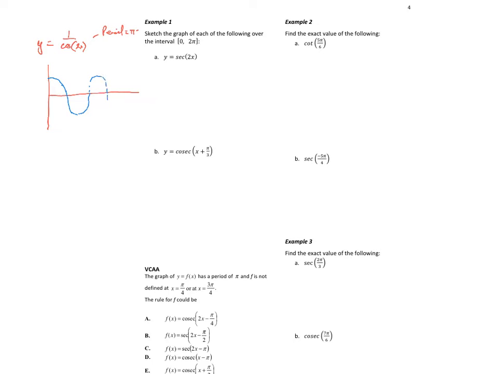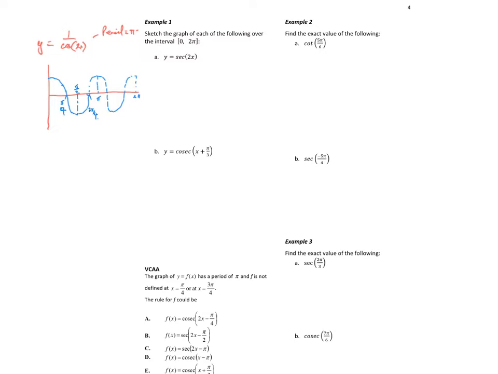There's one cycle, two cycles. So there's 2 pi, pi, obviously pi on 2, oops, that's not pi on 2 at all. There's pi on 2 there. So that'll be pi on 4, 3 pi on 4, etc.